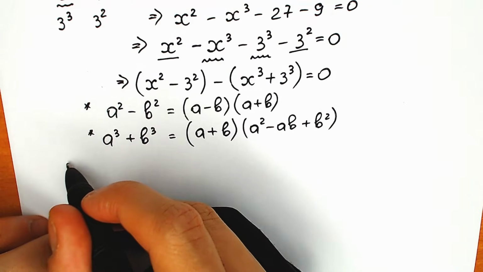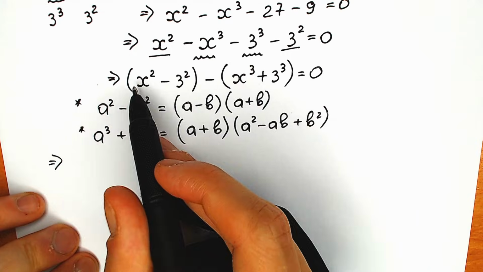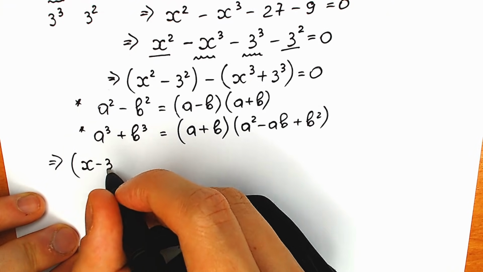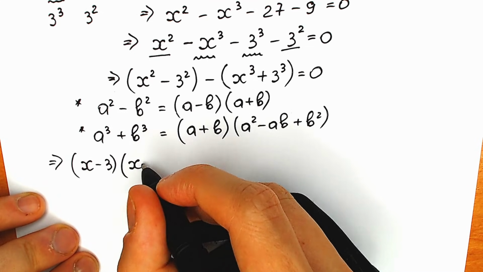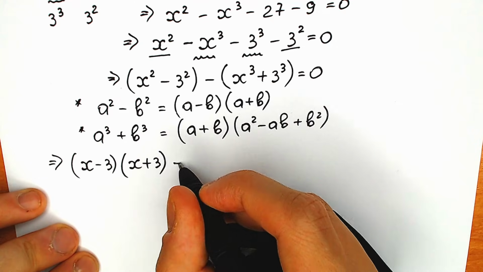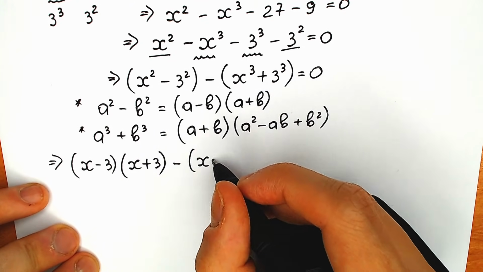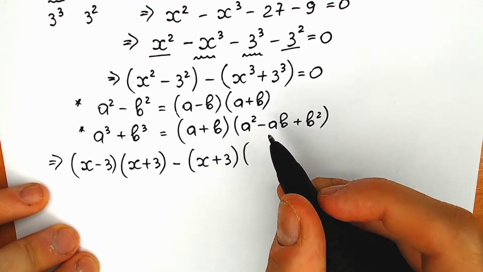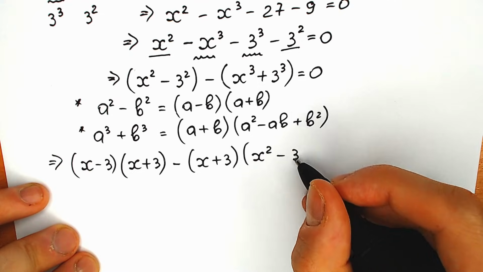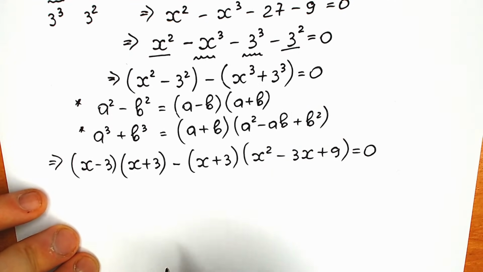Let's do it. I'm going to start right here on the left side, with the difference of squares, because we have it first. So we have x minus 3 and x plus 3. This is a difference of squares. What about the next parenthesis? We have minus, and right now a sum of two cubes. We have x plus 3, and in another parenthesis we have x squared minus 3x plus 9 equals 0. Really great.